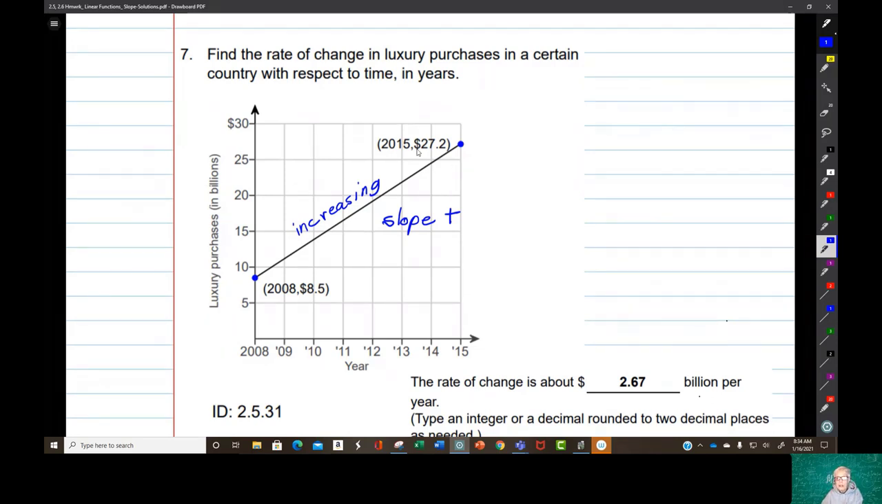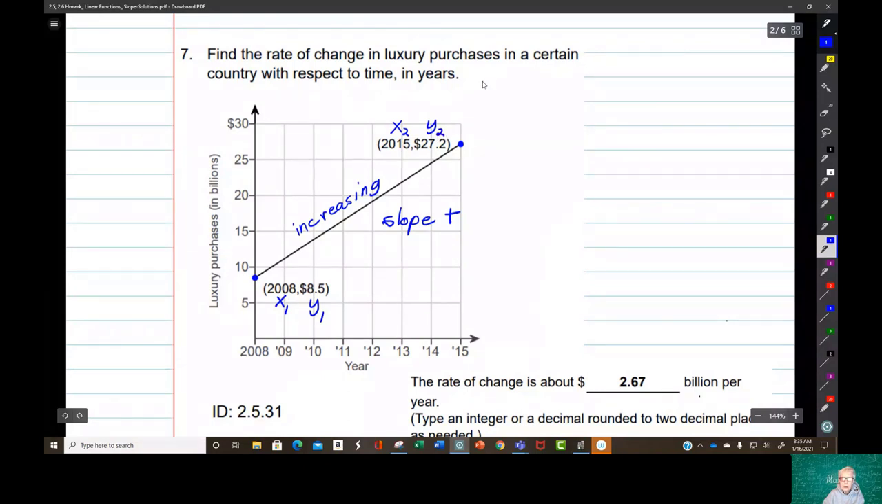Okay, so we're given 2 points: in 2008, the amount of luxury purchases was 8.5. In 2015, the amount was 27.2. So this is an ordered pair, which means it's a point. And this is an ordered pair, which means it's a point. So how should we do this? Well, I'm going to do my little self rule here. This is going to be X1, Y1, and this is going to be X2, Y2.